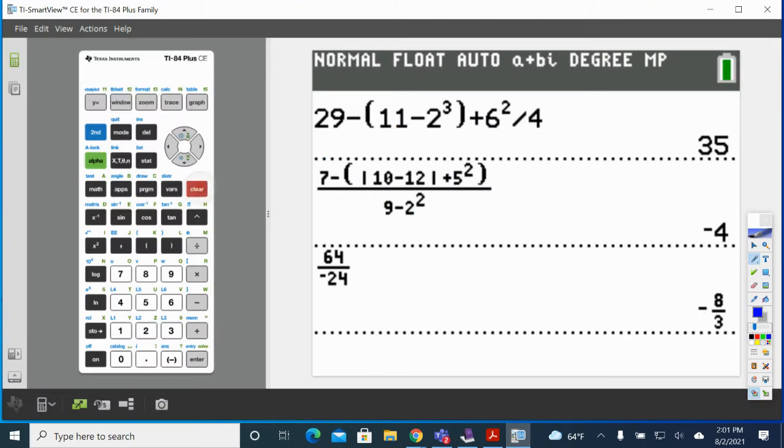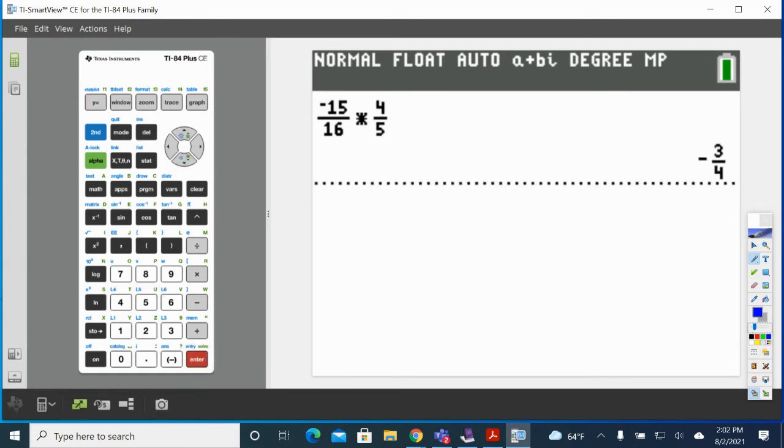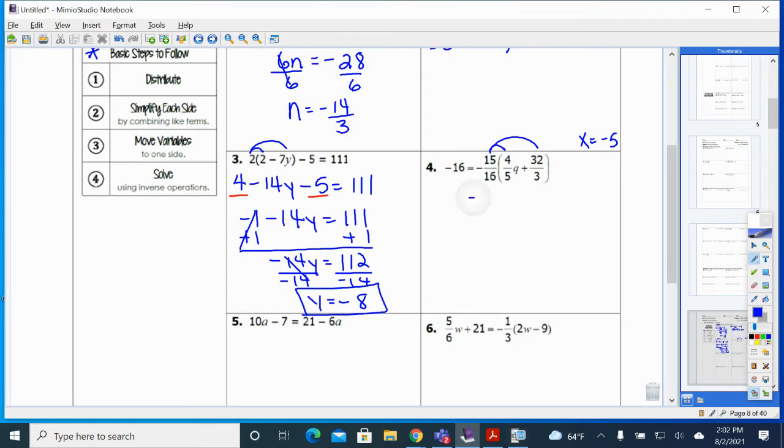Negative 15/16, we're going to go to alpha y equal and pull up a fraction. Negative 15 over 16. We're going to multiply that times 4/5. So alpha y equal, bring up a fraction, 4 over 5, and it's going to spit out negative 3/4 q. So I got negative 3/4 q.